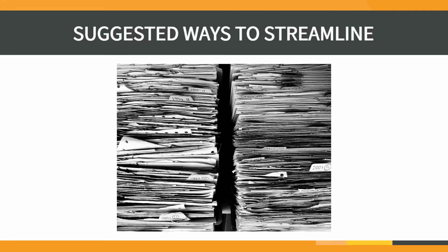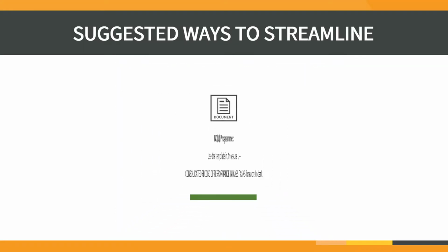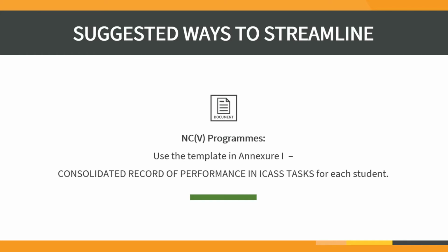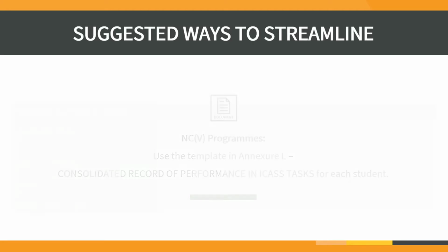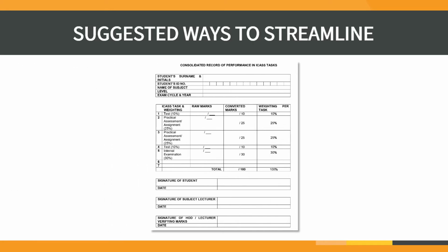Please do not kill the verification process with too much paperwork. It should be streamlined to the minimum paperwork. Here are two suggested ways to streamline. For NCV programs, use the template in Annexure I, the consolidated record of performance in ICAS tasks for each student. Each student will have this form for each subject in his or her POE.